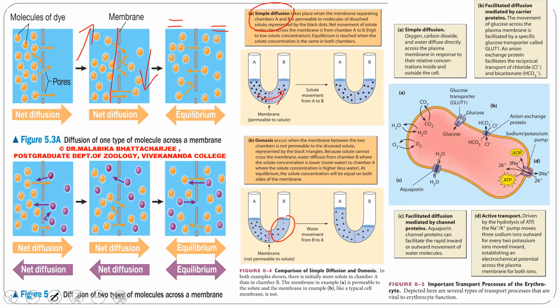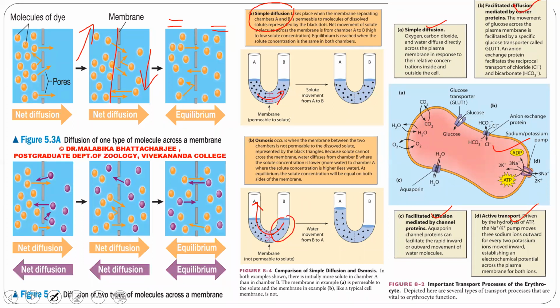So osmosis is the movement of water from a higher to a lower concentration. So there's a gross difference between diffusion and osmosis. And this picture is showing you an erythrocyte. In an erythrocyte, for example, we can see how simple diffusion, facilitated diffusion mediated by channel, facilitated diffusion mediated by carrier, and active transport are all occurring. So let's look into it one by one.